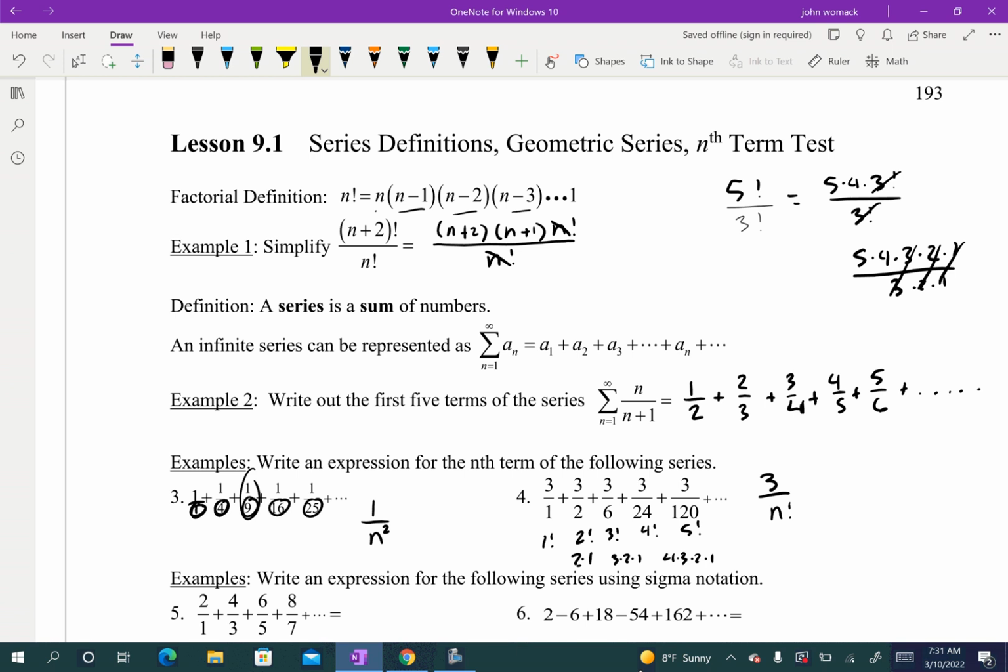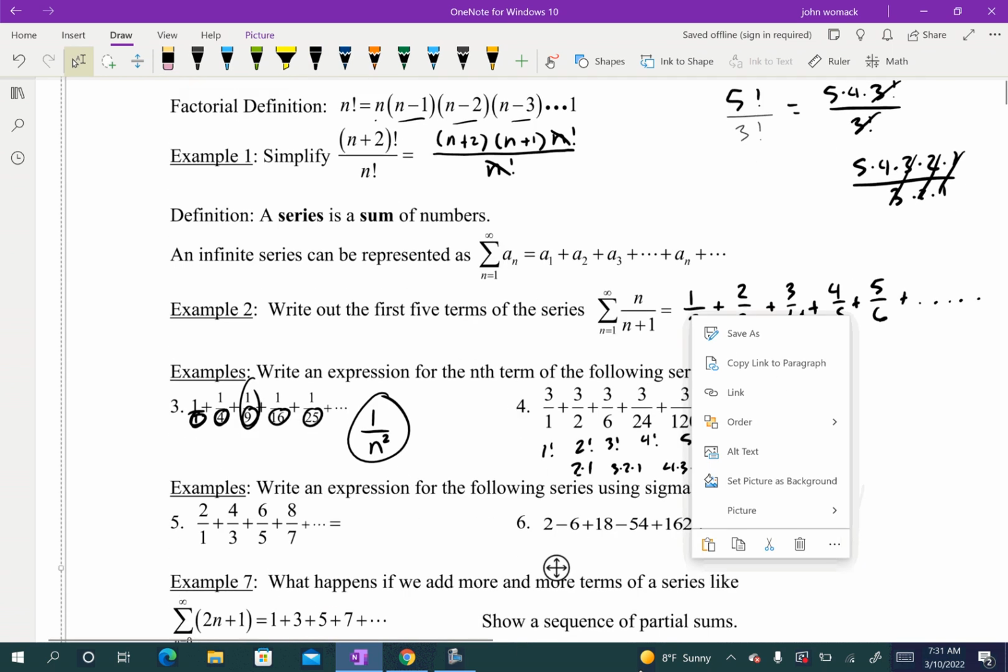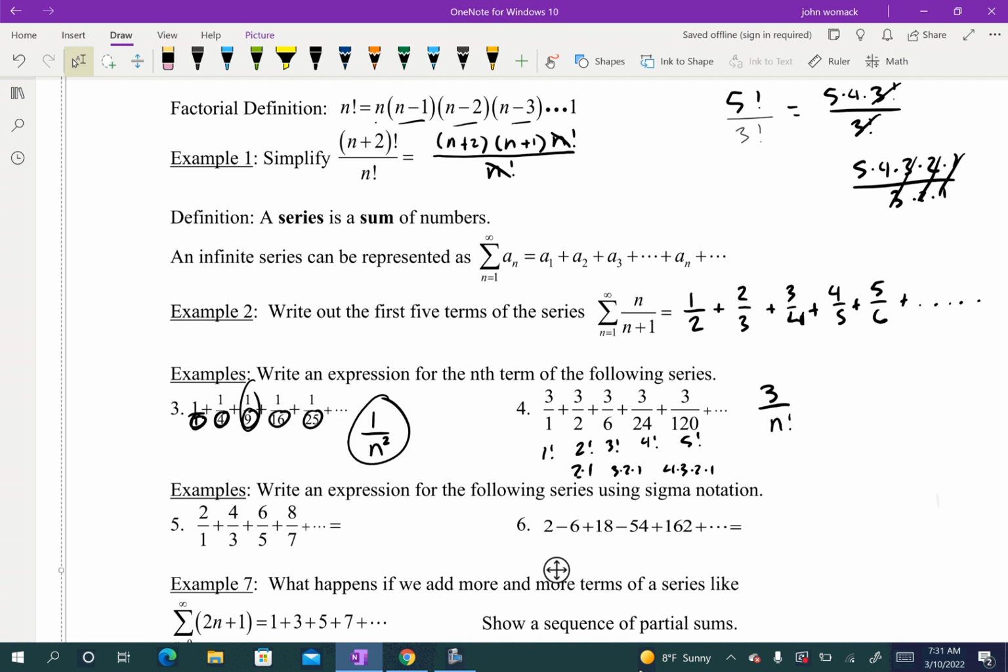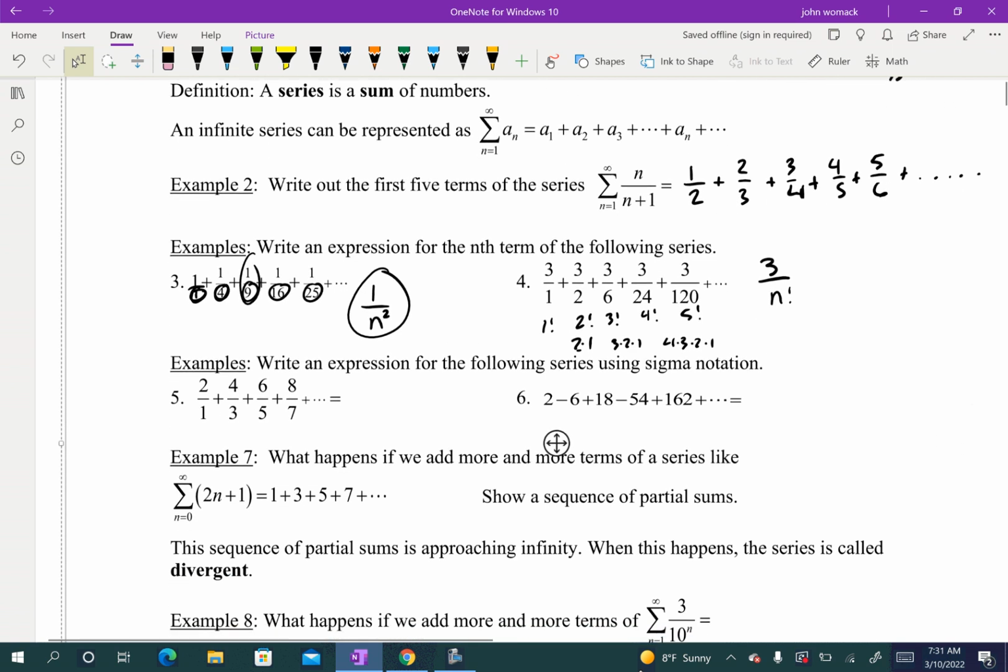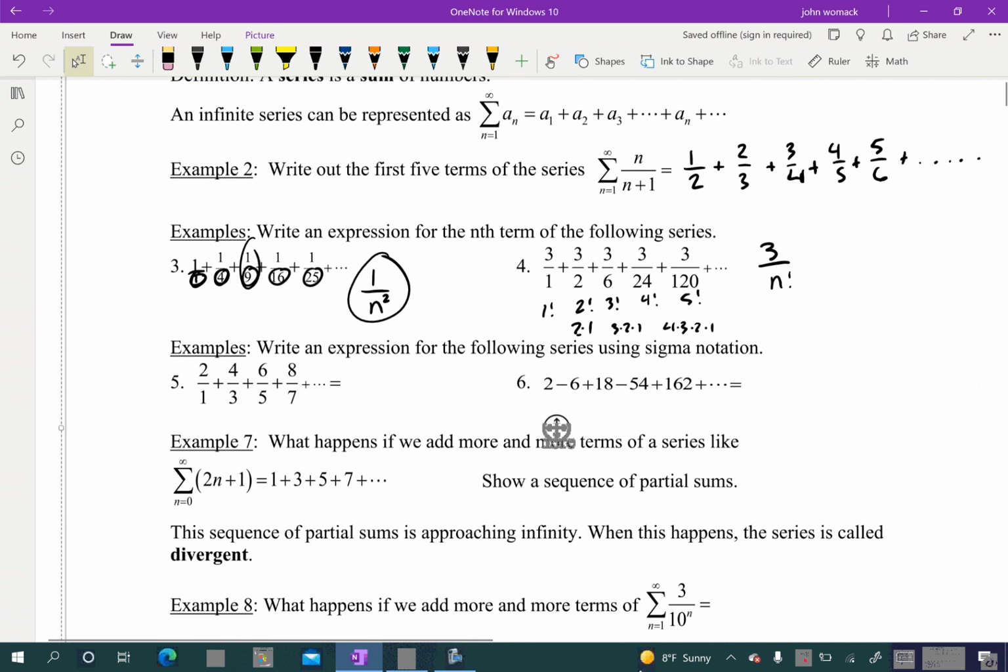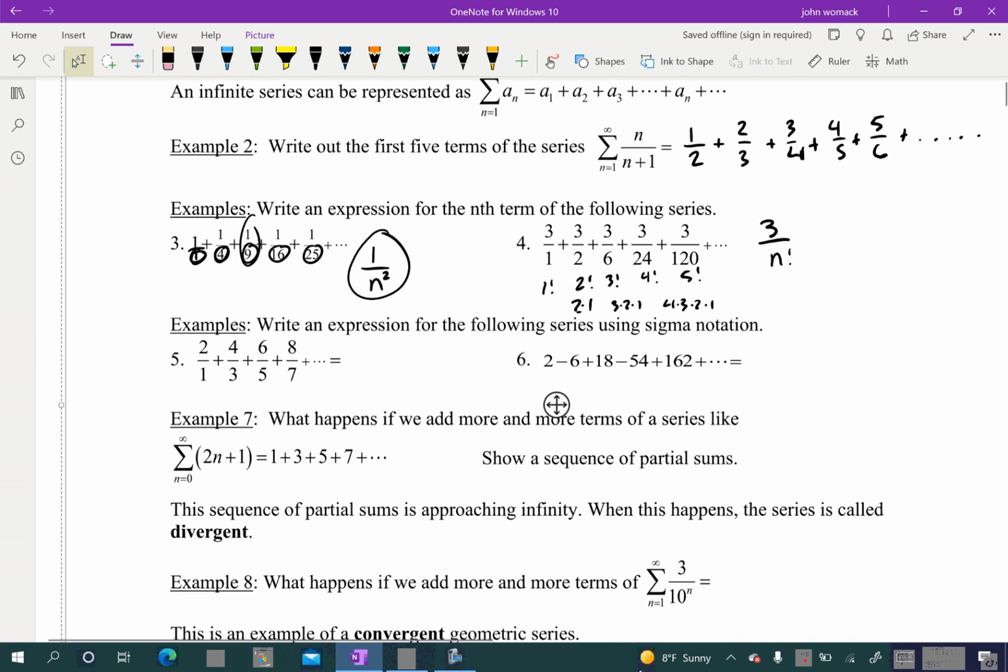Okay, that's important. That step right there is important because when we want to write the expression using sigma notation, we have to come up with an expression for the nth term. And so I'll show you what that looks like down below. If you look at this, it says write an expression for the following series using sigma notation.